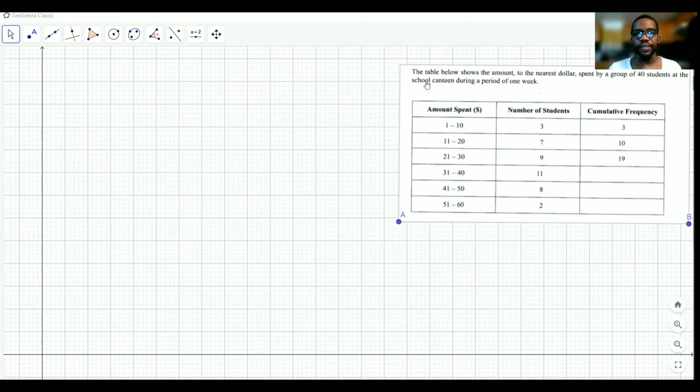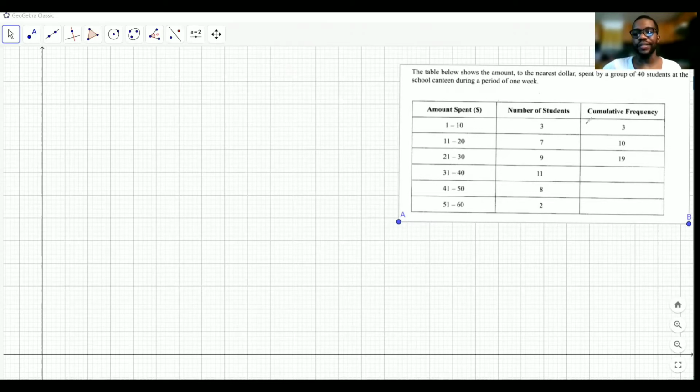It says the table below shows the amount to the nearest dollar spent by a group of 40 students at the school canteen during a period of 1 week. We're going to be using this information to draw our cumulative frequency curve. To draw a cumulative frequency curve, we need the upper boundaries on the x-axis and the cumulative frequency on the y-axis. Now, let's start with the cumulative frequency.